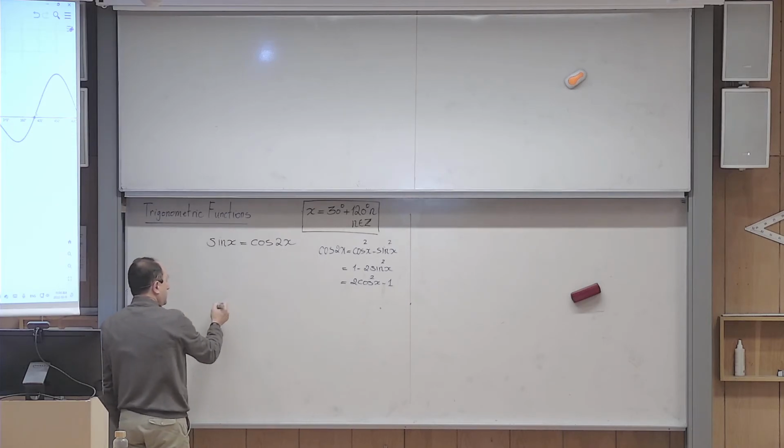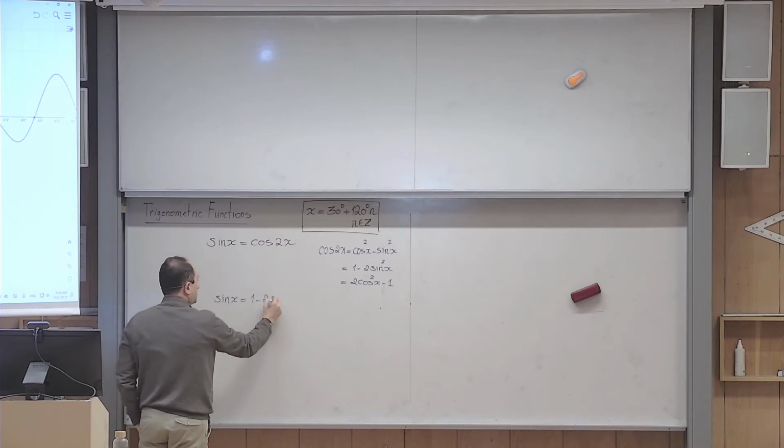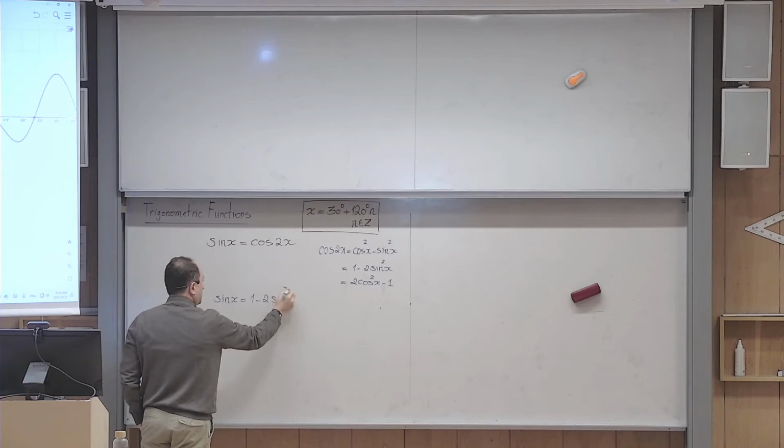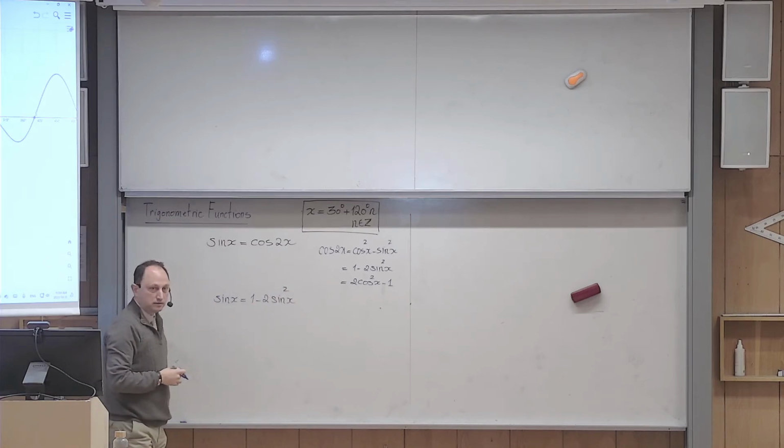Instead of this, I would write sine x equals 1 minus 2 sine squared x. So then I hope that you immediately realize what to do. What should I do here? Yes? You move over the 2 sine. And the idea is? You factor out the sine. No. Factoring out doesn't work, yes? Should we use ABC formula for this?